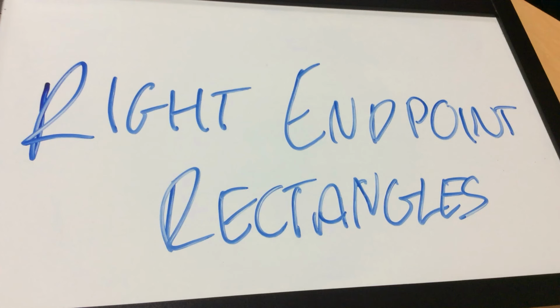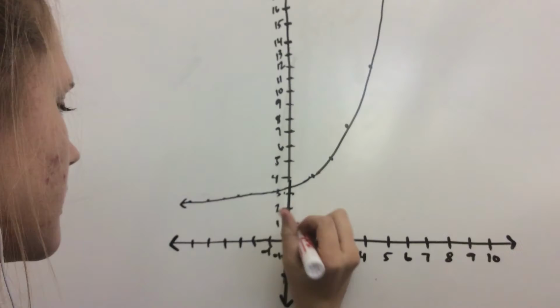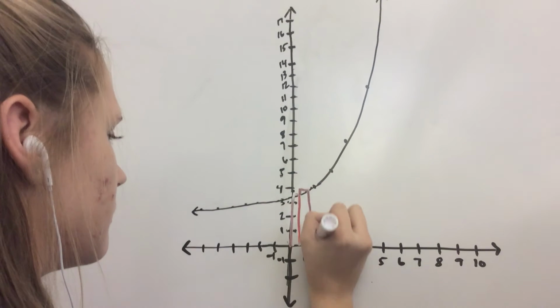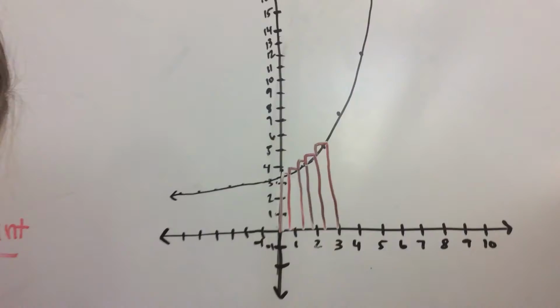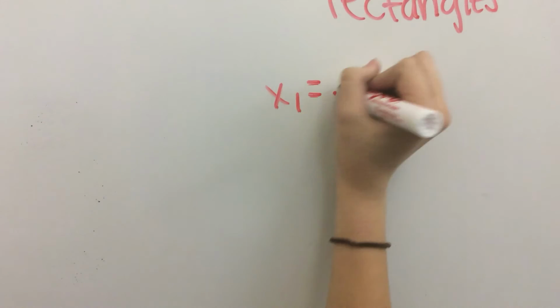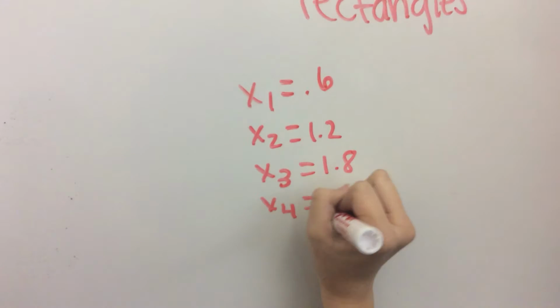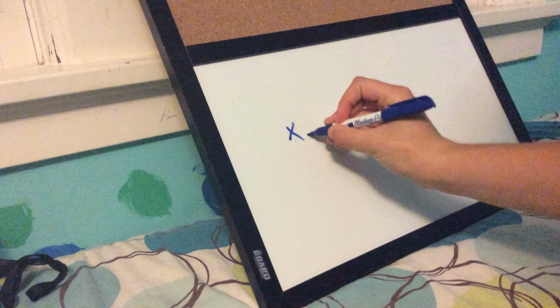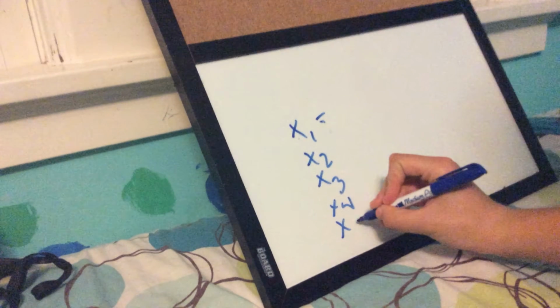We have the exponential graph y equals 2 to the (x minus 2) plus 3, and we want to estimate the area under the curve between x equals 0 and x equals 3. Since this has a positive slope, right endpoint rectangles will give you an overestimate. You want to separate delta x into 5 rectangles, making each rectangle 0.6 units wide.